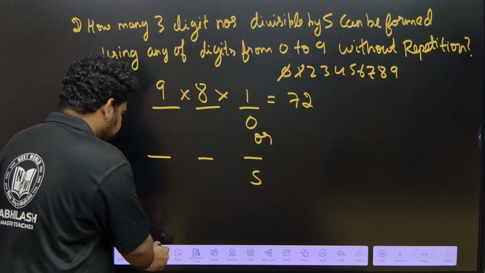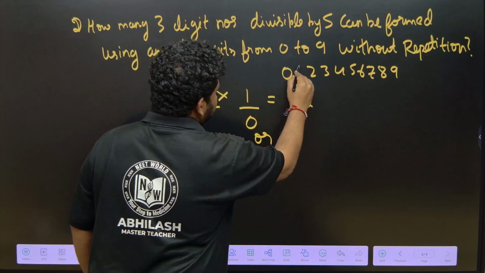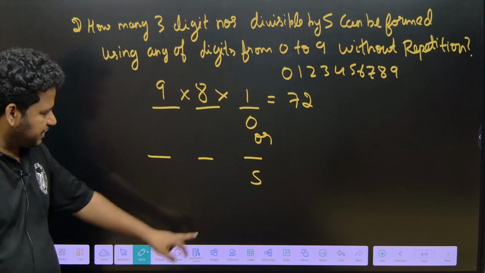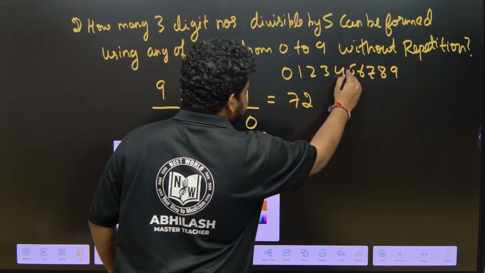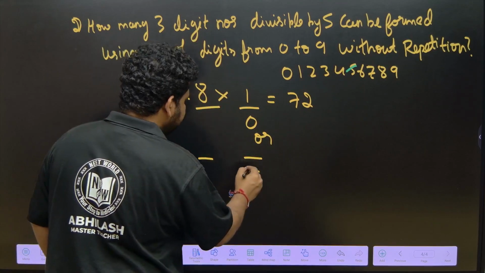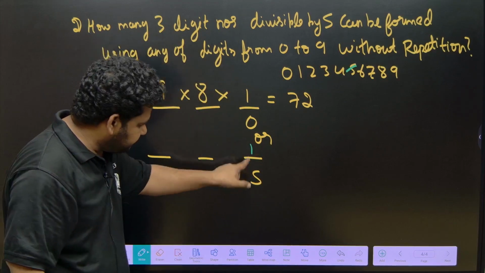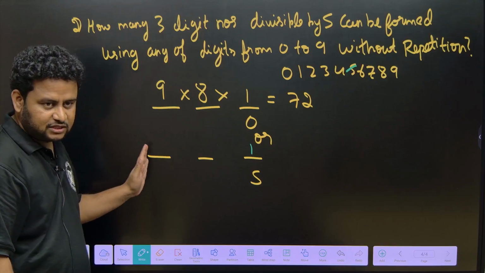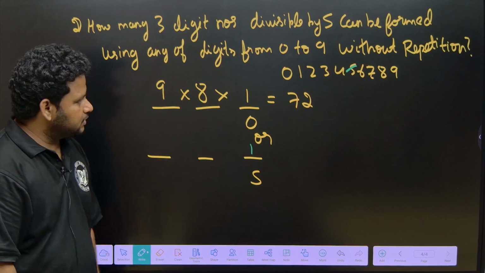Now observe here carefully. 0 or 5. 5 is fixed. 5 is gone. Wait, have patience. 5 is kept here. Now look at the first number. 5 is kept here. When I am talking about 5, don't talk about 0. Now remaining digits are what? So many digits are there.